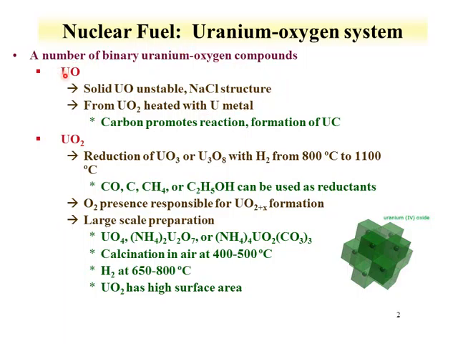Simple one, the uranium monoxide. It's very unstable. It has the sodium chloride structure, and you can form this by heating UO2 with metal. However, it's not a particularly stable system and tends to be a surface species.